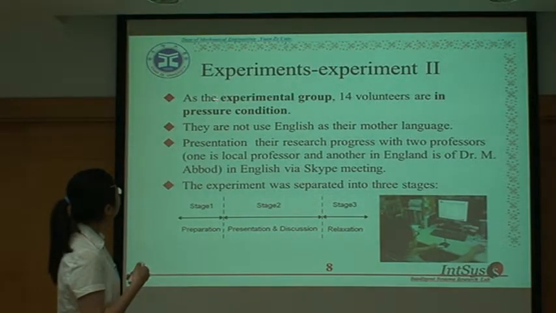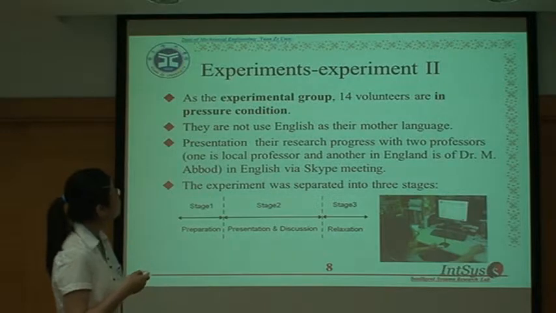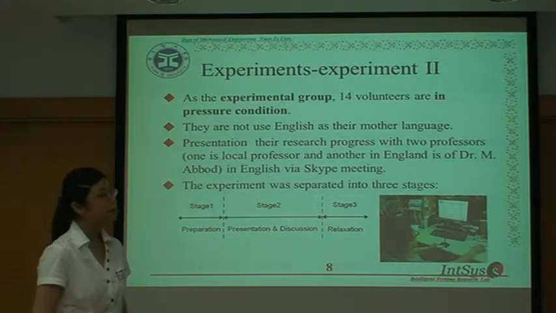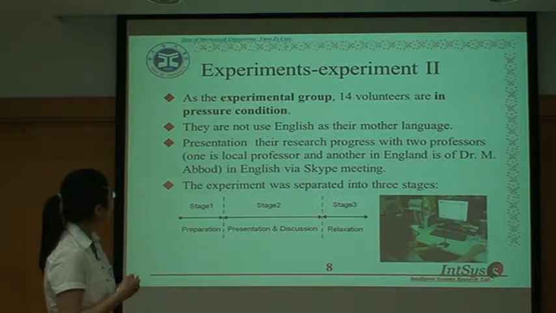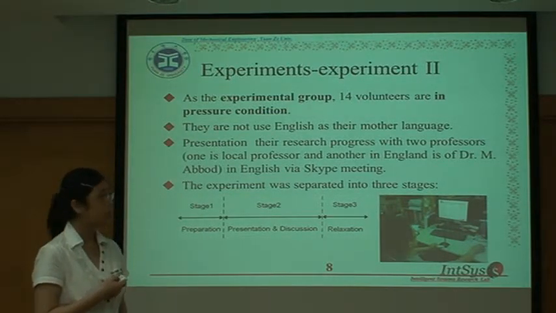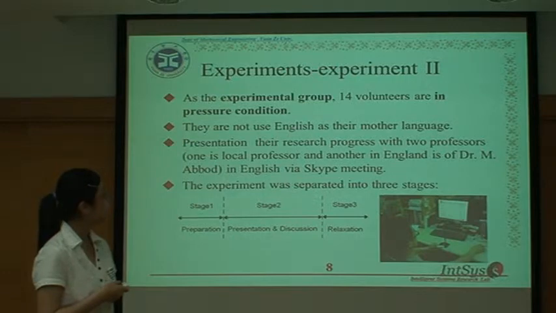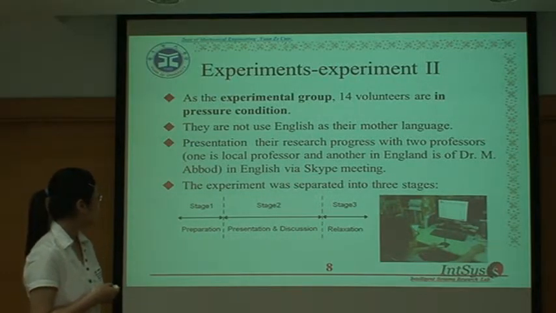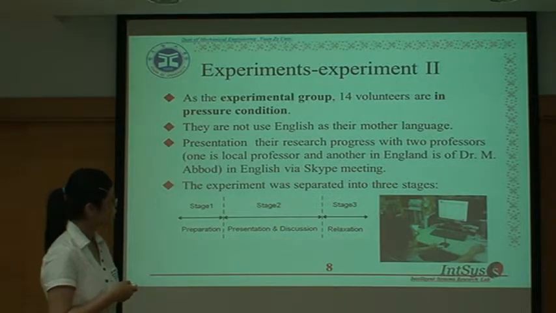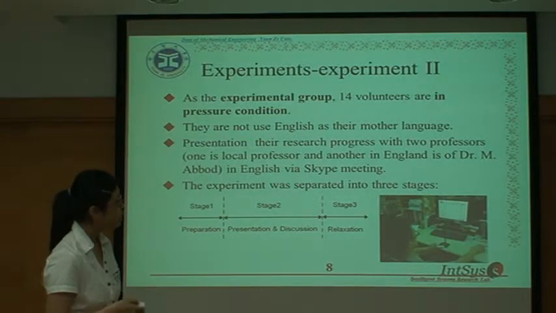Experiment 2. Experiment 2 is an experimental group. 14 volunteers are in pressure condition, and those volunteers do not use English as their mother language. We ask them to present their research to 2 professors in English by Skype meeting, and we expect they would be very nervous. This experiment was separated into 3 stages. Stage 1 is preparation, about 10 minutes before presentation. Stage 2, presentation and discussion. Stage 3, relaxation, about 10 minutes after presentation. And this picture is when we're doing the Skype meeting.